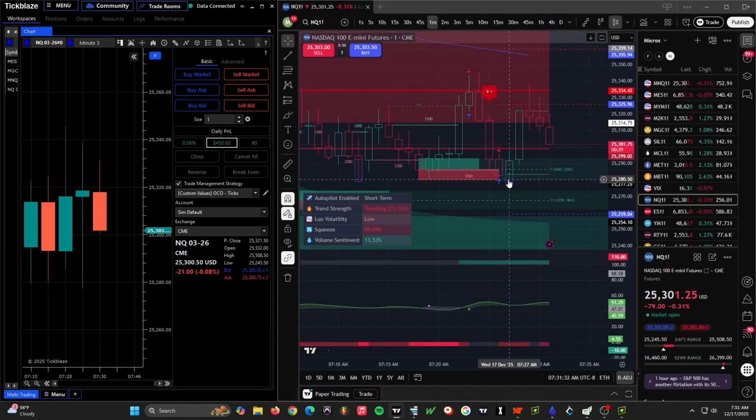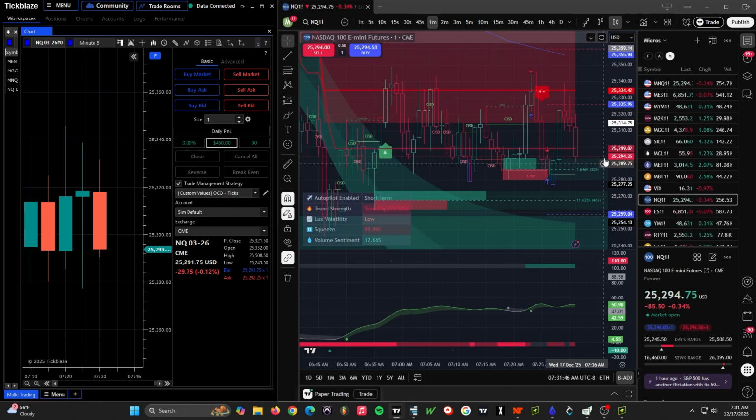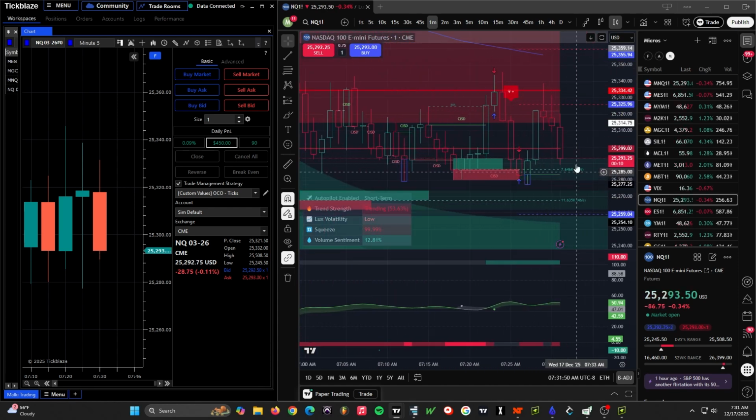So it's not easy. But at the end of the day, you just manage your risk, protect your capital. Look at this. It just rejected super hard, right? It's just ranging right now. It's stuck in this zone right here. So you've got to be careful.